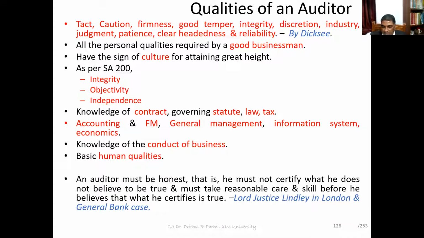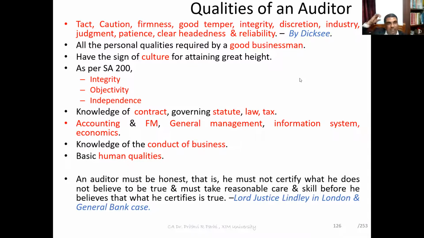In various court cases, the judges have expressed their opinion about what should be the qualities of the auditor. In Standard on Auditing 200, SA 200, various qualities are discussed. These are the three qualities which are important for us: integrity, objectivity, and independence. All auditors are expected to have at least these three qualities. And Justice Dixie has said one more thing: an auditor should have qualities like tact, caution, firmness, good temper, integrity, discretion, industry, judgment, patience, clear-headedness, and reliability.